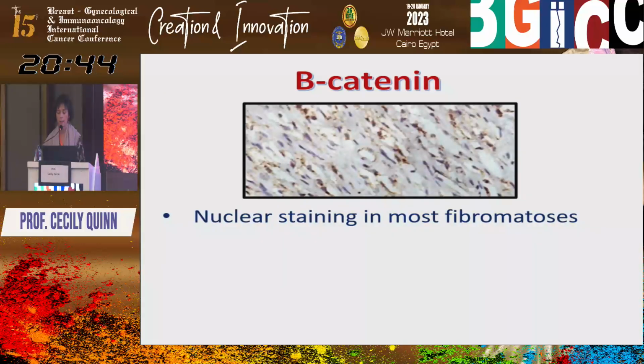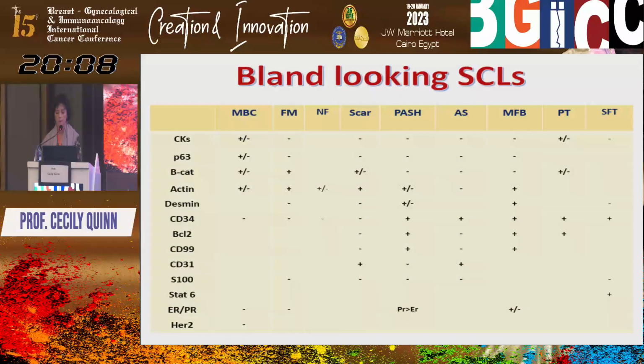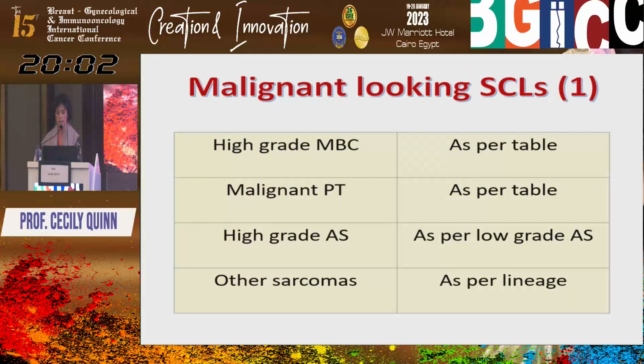Beta-catenin is clearly helpful in the diagnosis of fibromatosis. We see nuclear staining in most fibromatoses. However, we can see focal weak nuclear staining in spindle cell carcinoma, Phyllodes tumour, and scar. So clearly, we should never rely just on beta-catenin to make a diagnosis of fibromatosis, and increasingly these lesions are not now excised from the breast. So it's very important to ensure that we use cytokeratins and that we don't miss a diagnosis of fibromatosis-like metaplastic carcinoma.